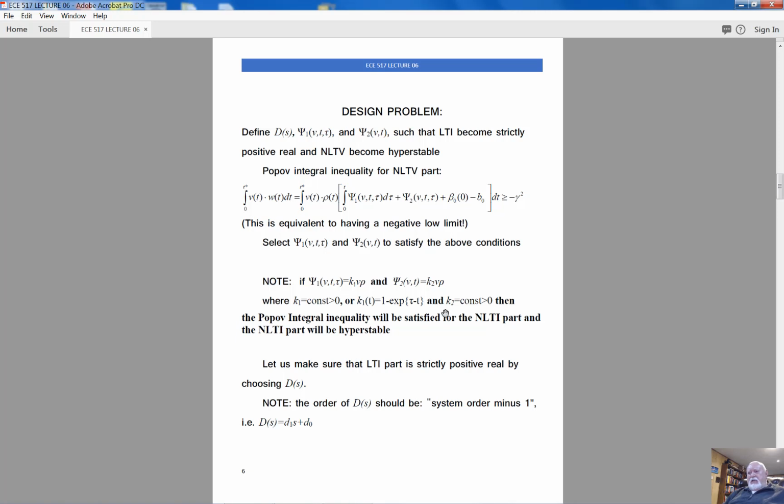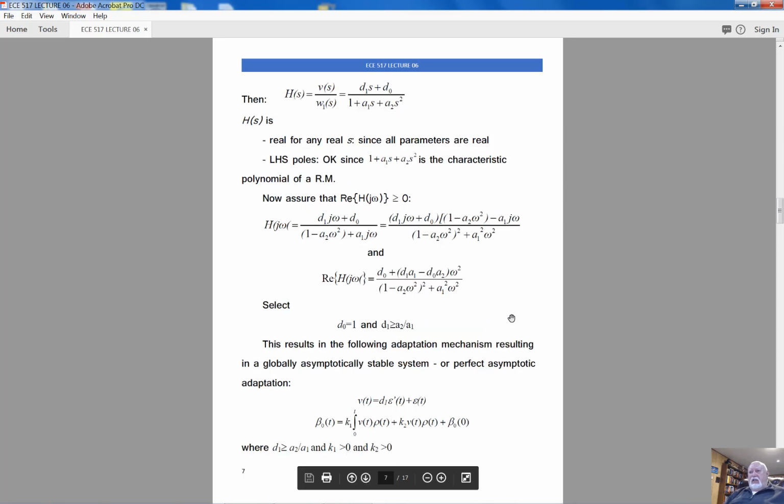All right, let's make sure that the linear time invariant part is strictly positive real. How to choose this filter, polynomial g of s? The order of this polynomial should be the system order minus 1. Since the order of our system is 2, this is the expression for polynomial g: d1s plus d0. If this is the case, the linear time invariant part will have this transfer function.